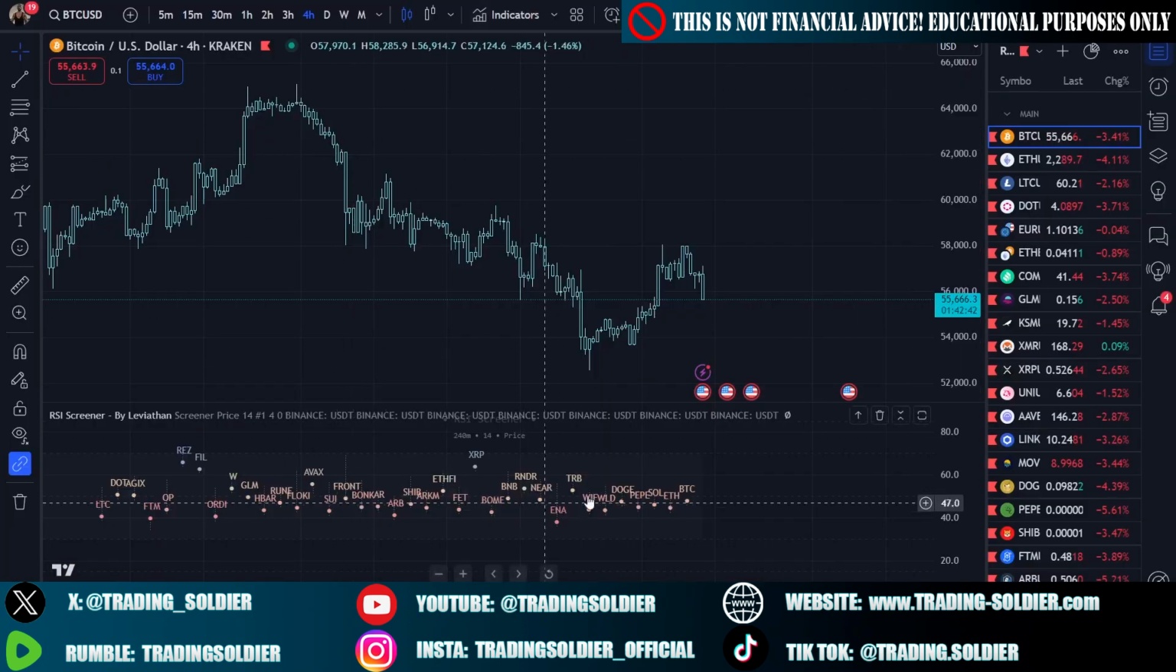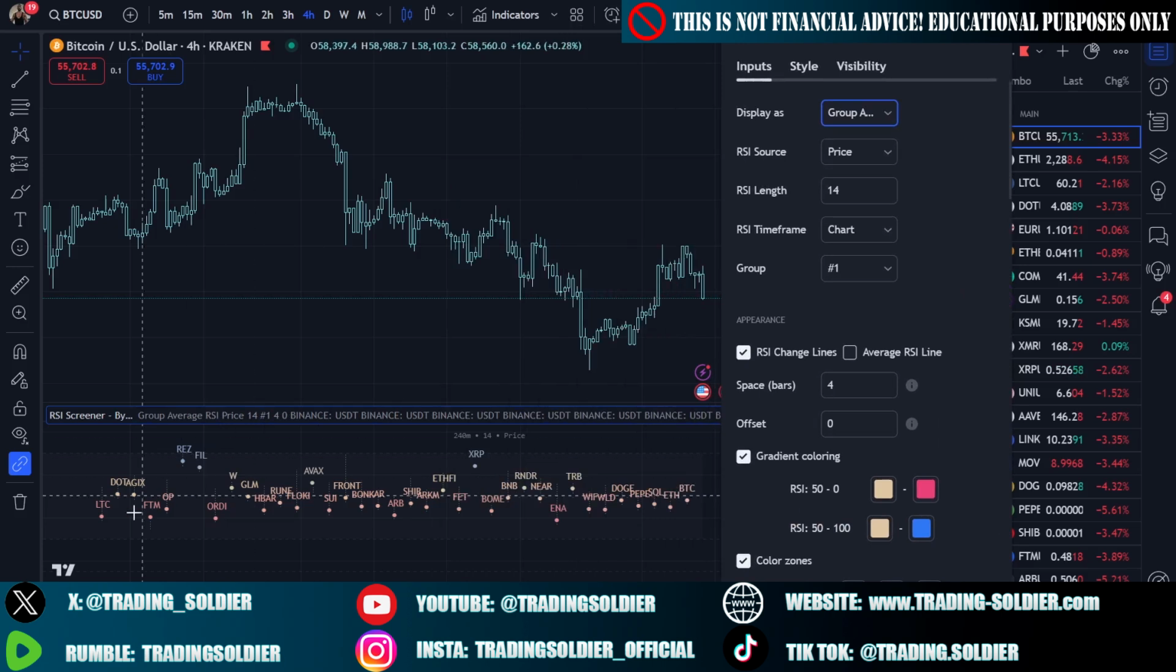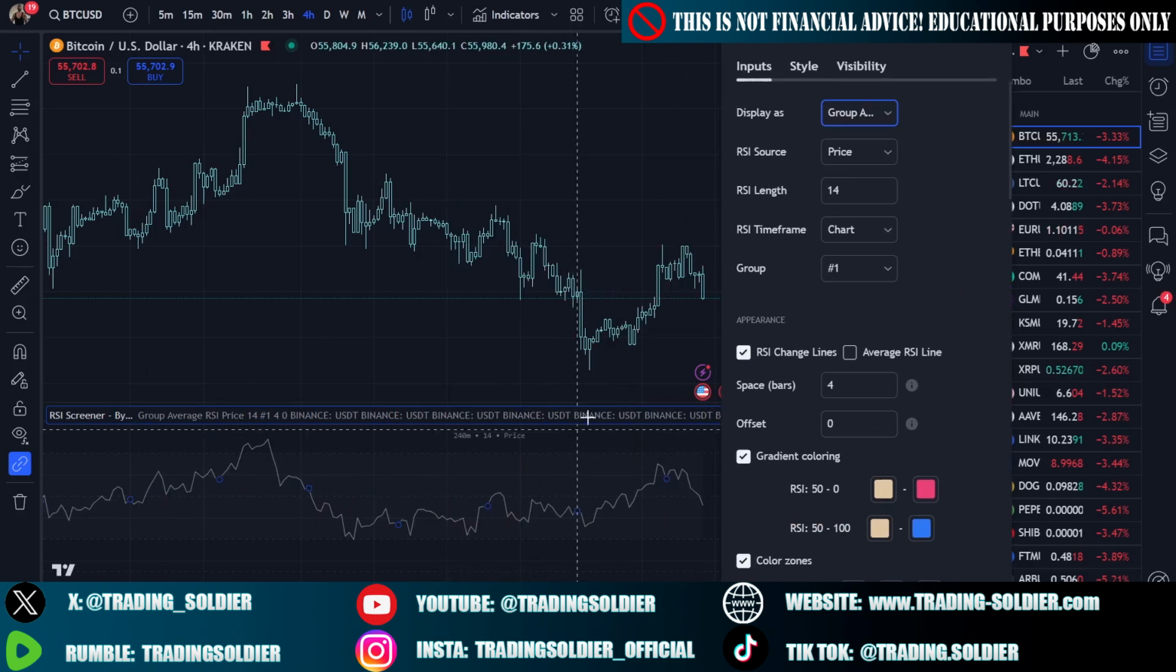So now that we have the indicator loaded into our chart, we can go into the settings tab of the indicator here, and we have different settings that we can change. For example, here we can display as a screener or as a group average RSI. I prefer to use it as a screener because if I use the average RSI, it just prints a line of the average of the group, because as you can see, you can divide the coins by groups.